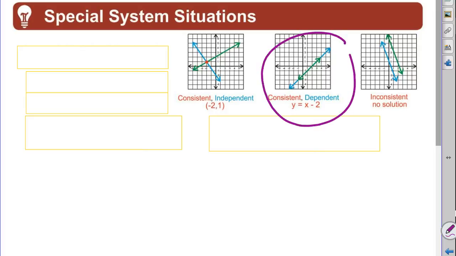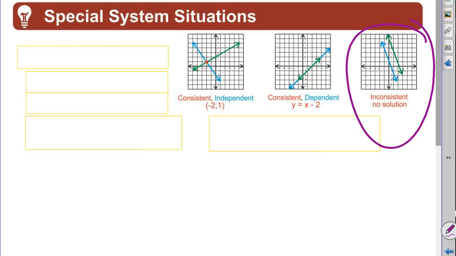Second possibility, it's the same line. So it's consistent because there is a solution, and the solution is, remember, every point along that line. And so we give the equation of the line as a solution, dependent because it's an infinite set of points along the line. Third possibility, there is no solution because the lines are parallel. There's no point of intersection.